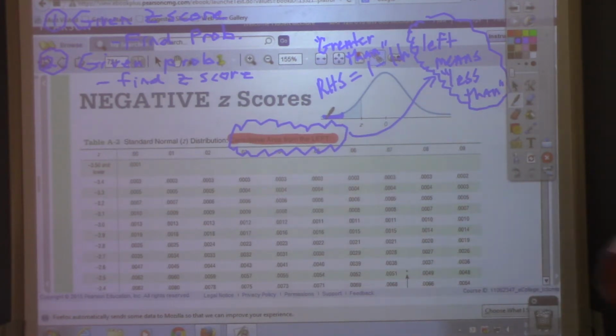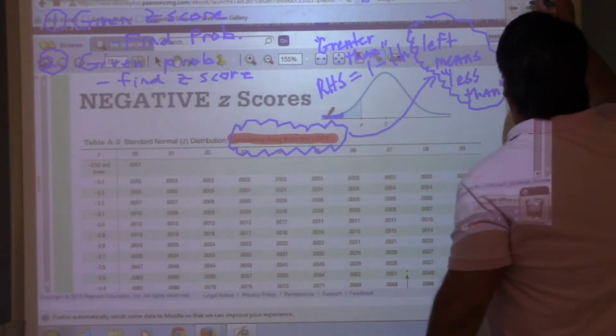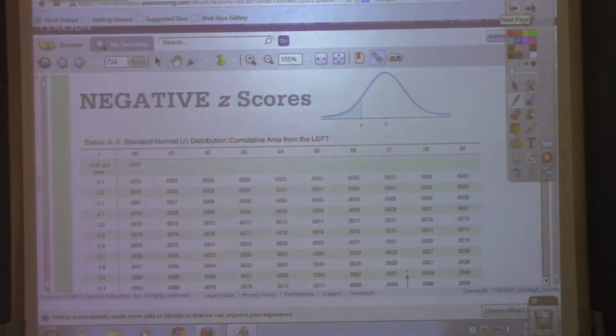Now, the reason you have to be familiar with the table is because sometimes your calculator will die. Sometimes you forget your calculator. And the table is not that difficult to use. You just got to be able to read. Okay? And you got to be able to know when you're looking for the right-hand side and when you're looking for the left-hand side. And you really know that by knowing how to read and knowing that greater than is right-hand side and less than is left-hand side.